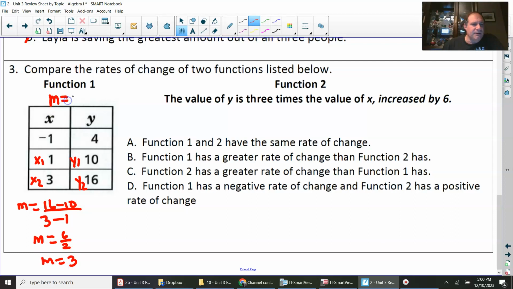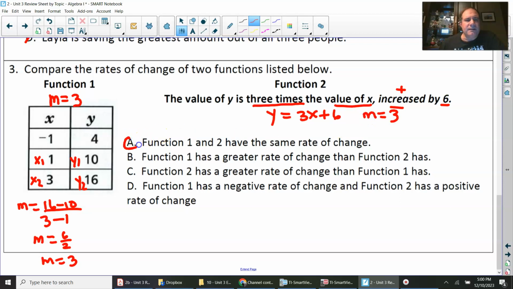I'm going to put it right up here, right in front of my face. The value of y is 3 times the value of x. So y equals 3 times the value of x, increased, that's a plus, by 6. Plus 6. So m equals 3.